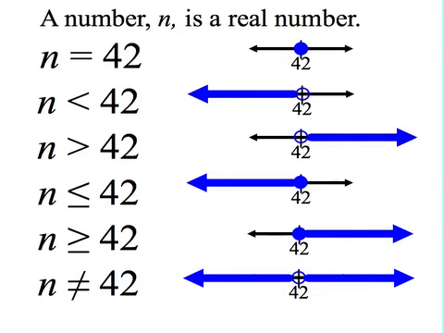And often when we write graphs, we write them in a much shorter way. We assume that the people reading our graphs know that the numbers to the right are greater than 42 and the numbers to the left are less than 42, so we only label the 42 itself.